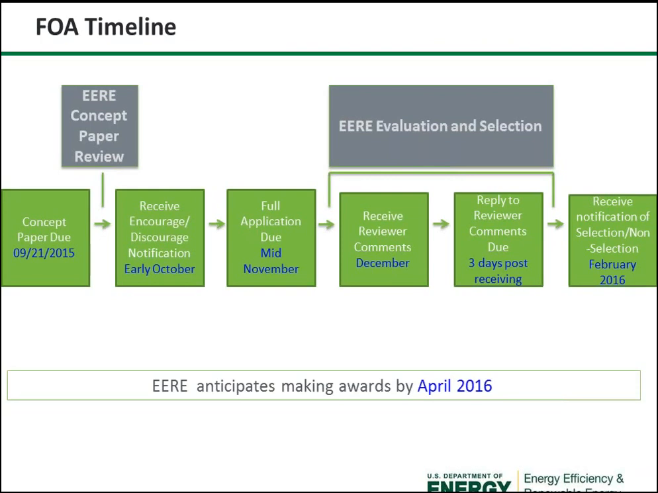The encourage or discourage notification is meant to really convey our best thoughts as to the competitiveness of that idea. And discourage notifications are meant to really save applicants time and money. The full applications, I realize, take a significant amount of resources to develop, and it's just our way of conveying that these ideas are less likely to be competitive. Of course, you are still eligible to submit a full application. However, you do have to submit a concept paper to be able to submit a full application.